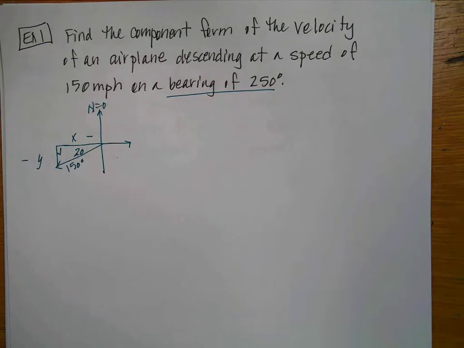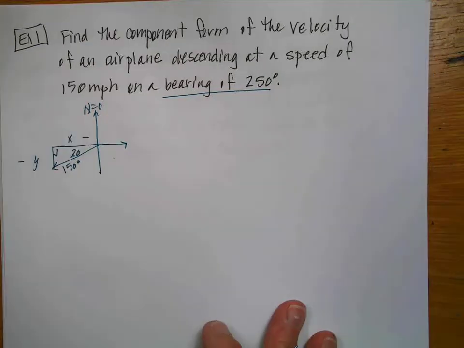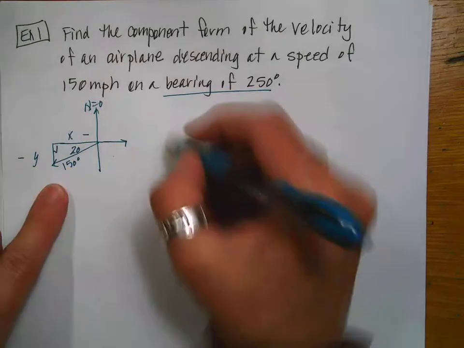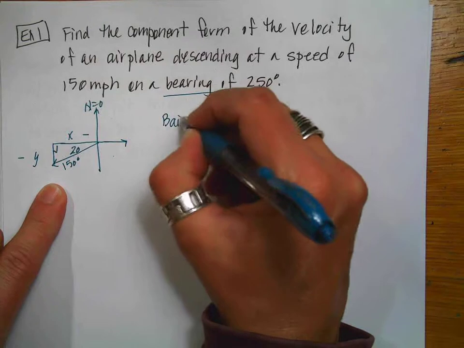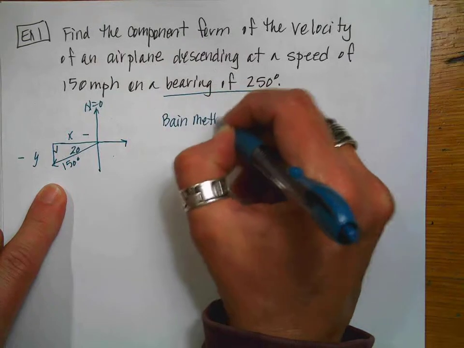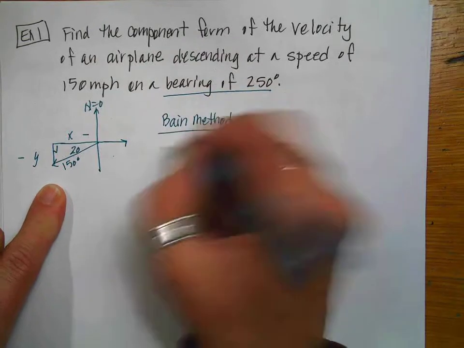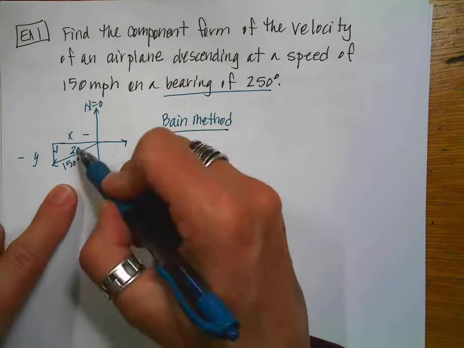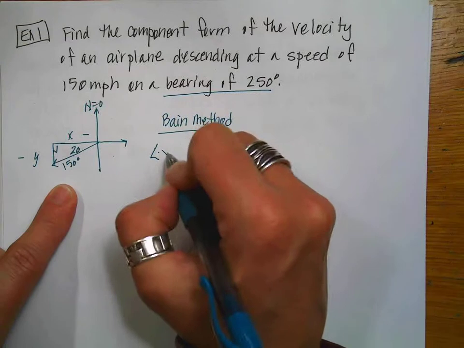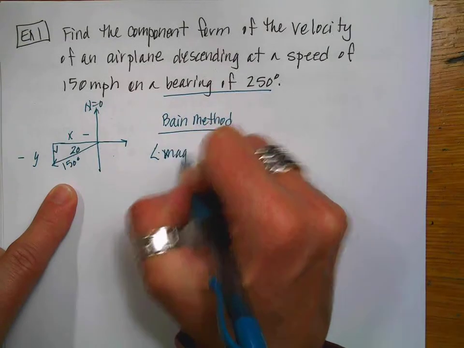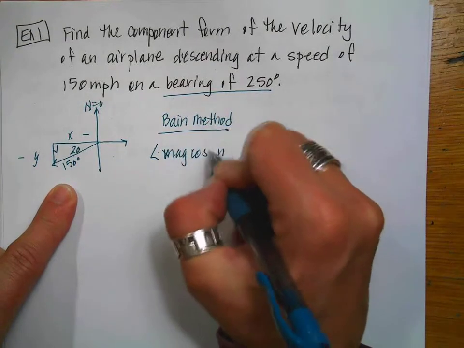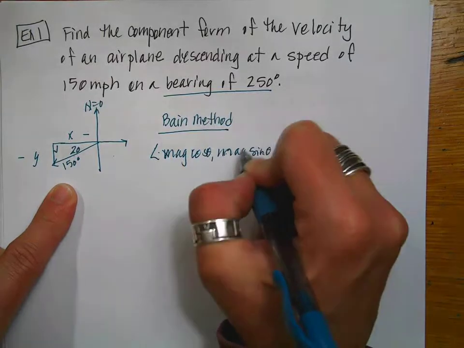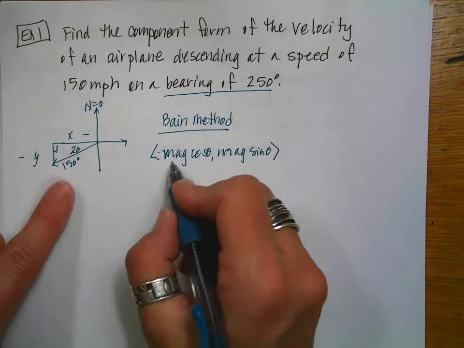So there's a couple of different ways that you can manage bearing, and I'm going to show you both, and then I'm going to show you my preference. So if you're using my method, and it's not really my method, it's just my preferred method, remember that we talked about in component form, if my reference angle is sitting on the x-axis, it's going to be magnitude cosine and magnitude sine.